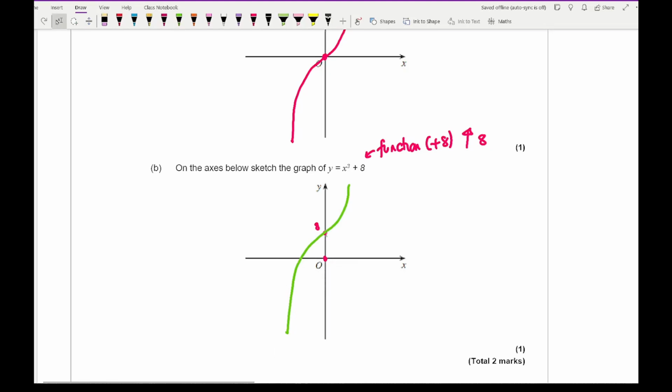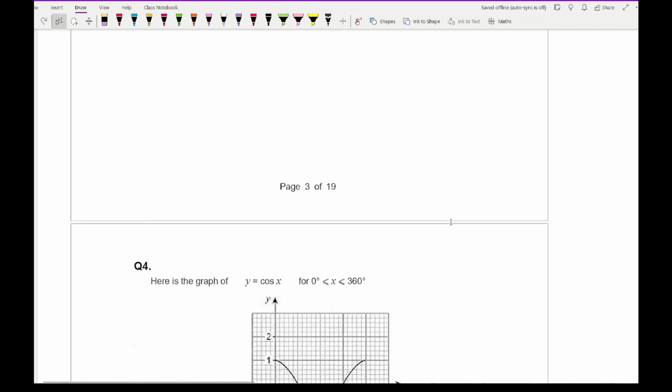But as long as you've elevated your graph going upwards, and that point of inflection is just there, above the x-axis, you can mark it with the number 8 where it intercepts the y-axis, and that should be good enough to get you your 1 mark.